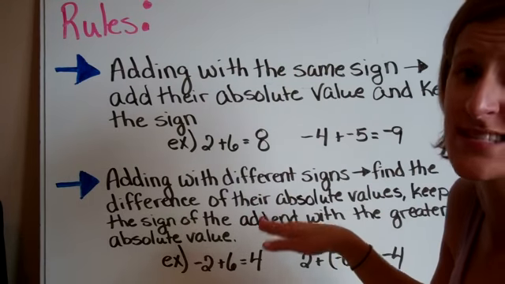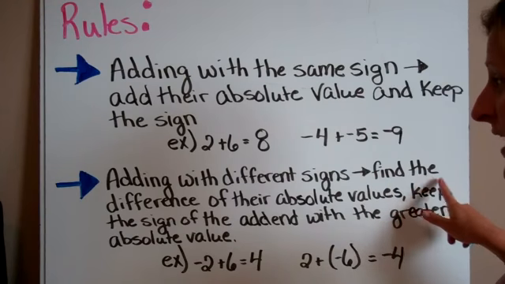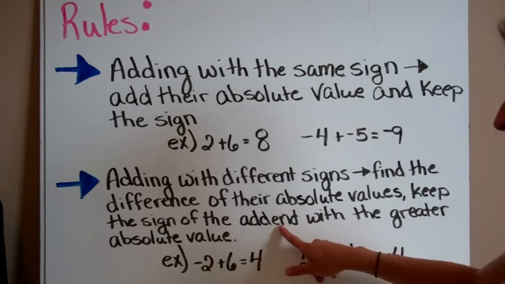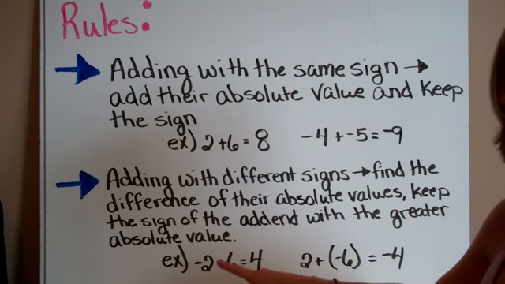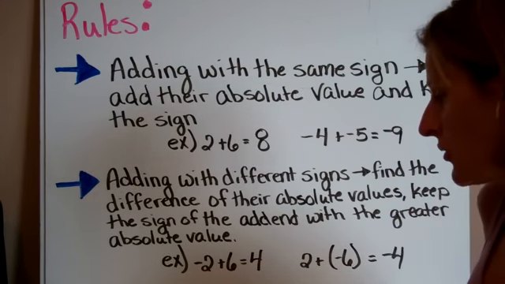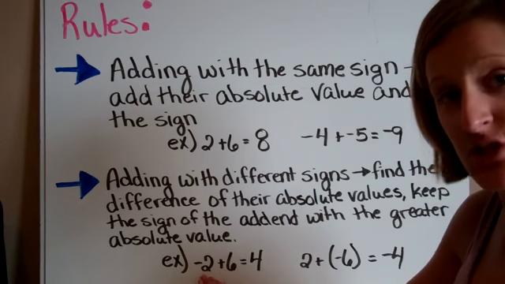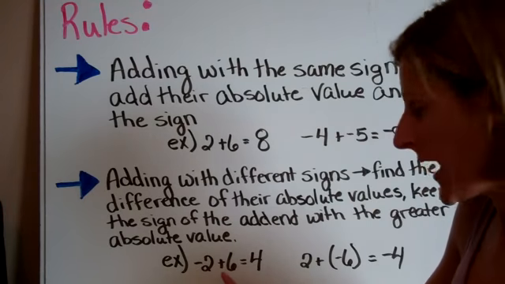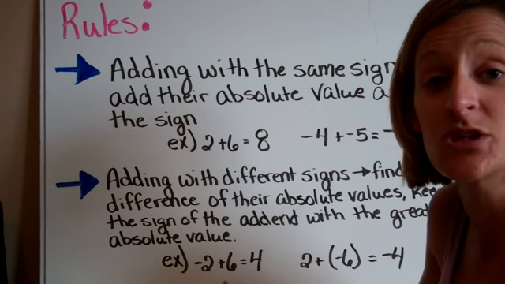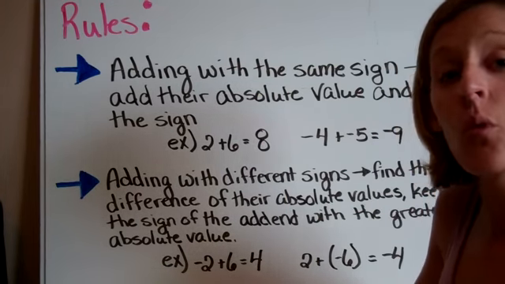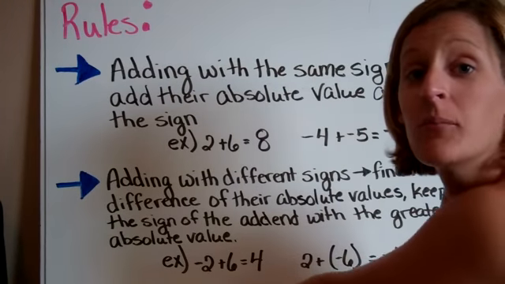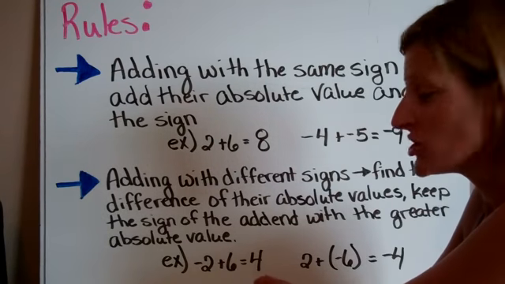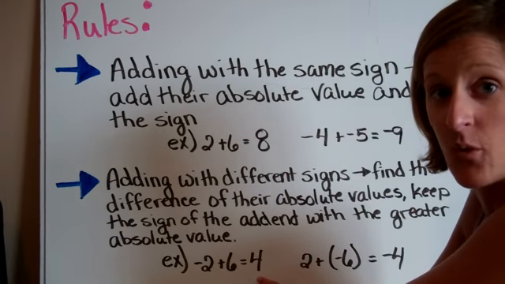Now, what if we're adding with different signs? What you need to do is find the difference of their absolute values and keep the sign of the addend with the greater absolute value. So here I've got negative 2 plus 6. Absolute value of negative 2 is 2. Absolute value of 6 is 6. The difference between 2 and 6 is 4. Now, the addend with the largest absolute value is this 6. Now this 6 is positive, so my answer is going to be a positive 4.